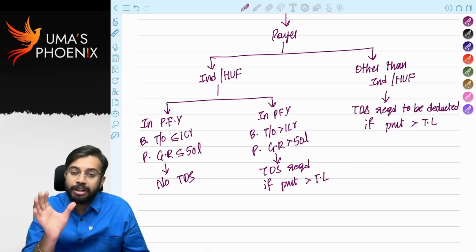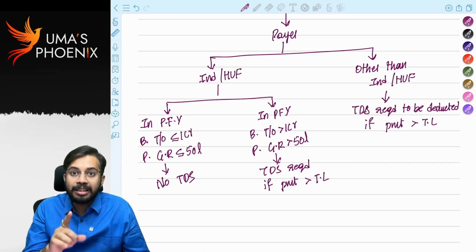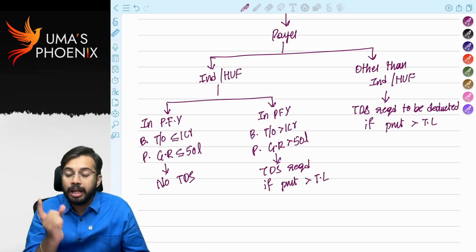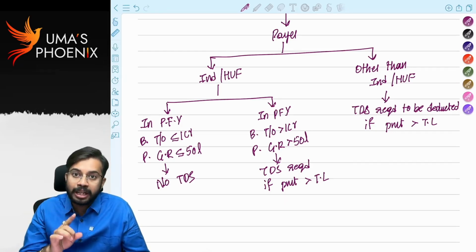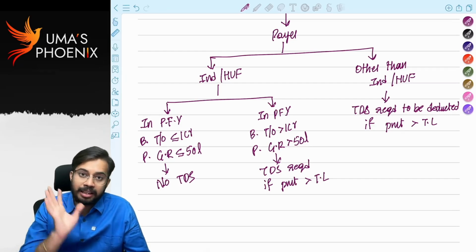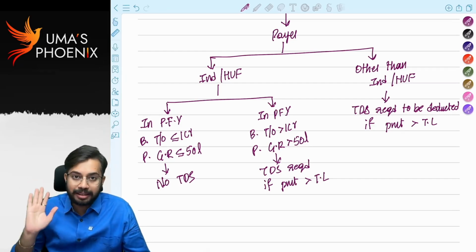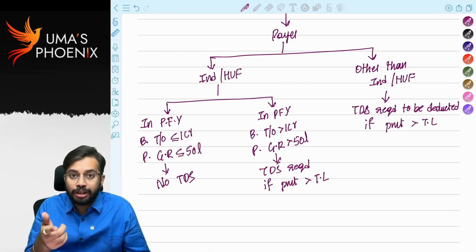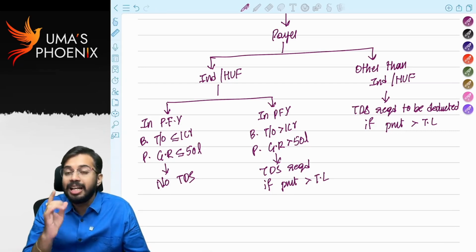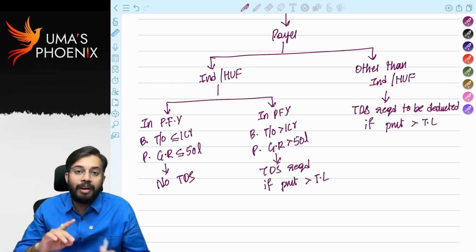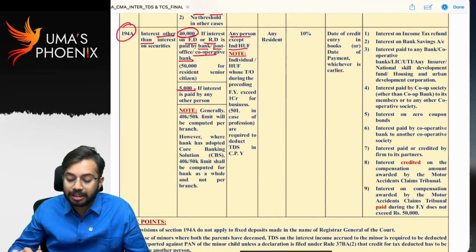If payer is individual or HUF, careful. Please check for that individual or HUF turnover in preceding financial year. In preceding financial year, if business turnover is less than or equal to 1 crore, in profession, gross receipts are less than or equal to 50 lakhs, no TDS is required to be deducted by payer. If business turnover is more than 1 crore, or in profession, gross receipts are more than 50 lakhs, then such individual or HUF is required to deduct TDS if payment crosses threshold limit.